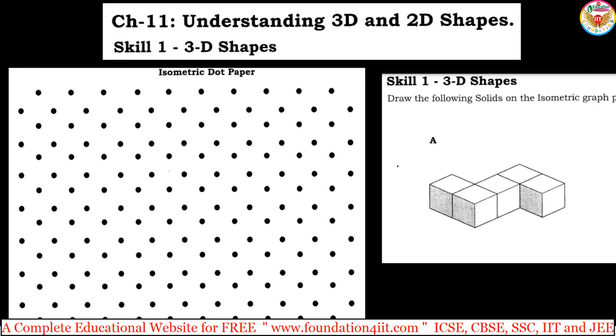From class 7, the chapter number 11 is understanding 3D and 2D shapes. Two-dimensional shapes we already learned in the previous class, like square, rectangle, parallelogram, all the quadrilaterals, and triangles; those types are already discussed. Including 2D, let us see the 3D basics also: what are the basic formulas and what are the required skills you need to practice from this chapter. I'll explain one by one.